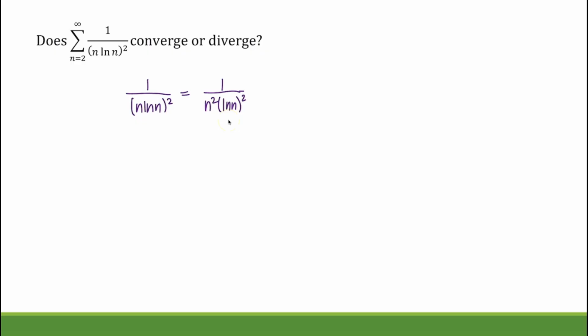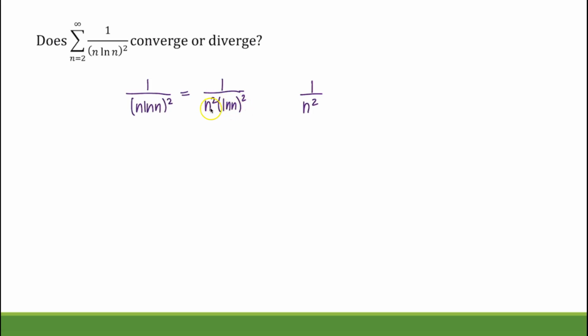And so what do I want to maybe compare this to? I'm always thinking about either a p-series or geometric. And the p-series that it kind of looks like is 1 over n squared. So let's try to compare it to 1 over n squared and think about which way the inequality should face. Here, they both have 1 in the numerator, but this denominator is going to be bigger.